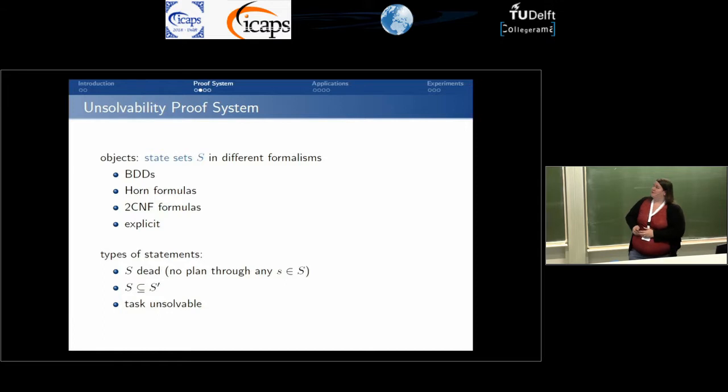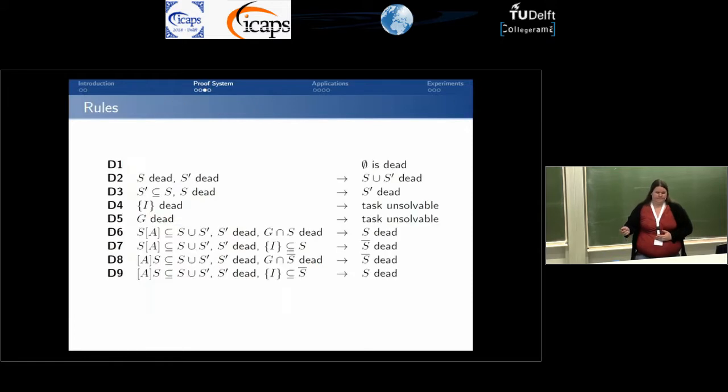So the types of statements that we use in our proof system, the most important one is the notion of whether a set is dead. By that, what we mean is that there cannot be any plan going through any state of this set. And then we also need a subset or equal relationship, which you will see afterwards in the rules why we need that. And we also have the unique statement that the task is unsolvable.